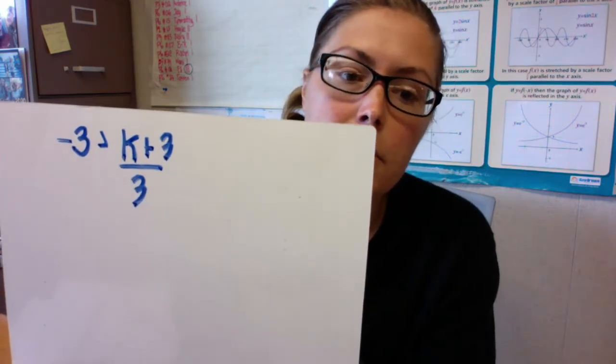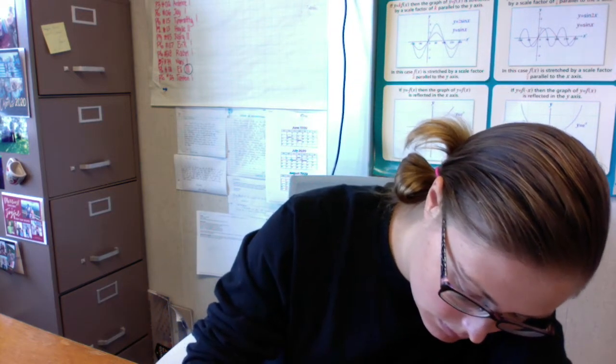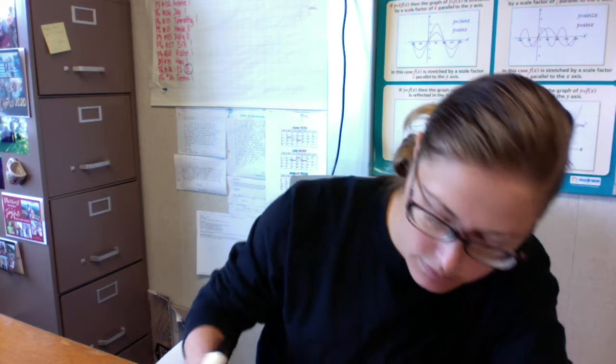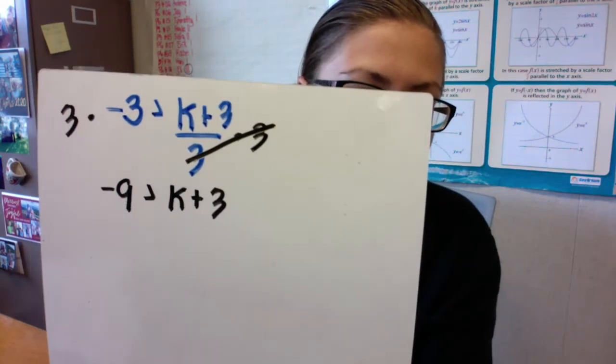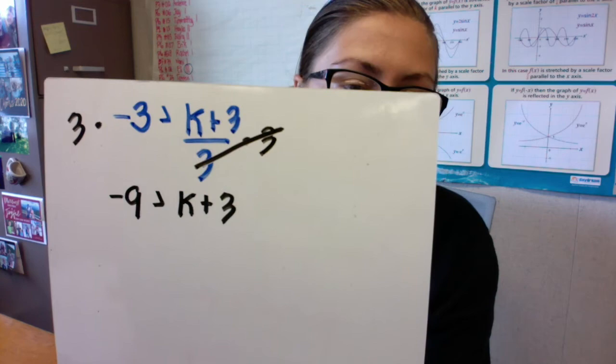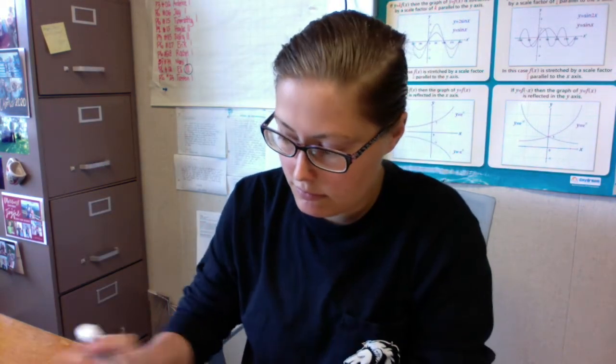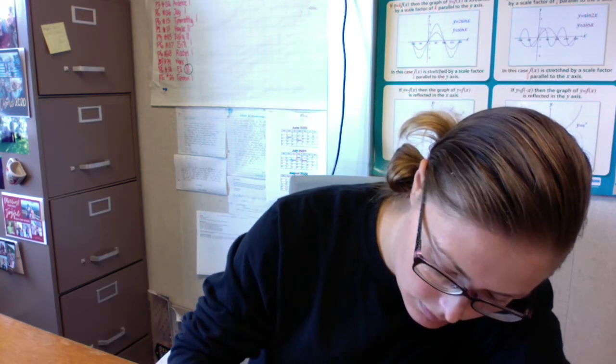Okay, you're gonna start by multiplying both sides by 3. So we get negative 9 is greater than k plus 3. Okay, next step is you're going to subtract 3 from both sides. So you get negative 12 is greater than k, and that is your answer for the first one.